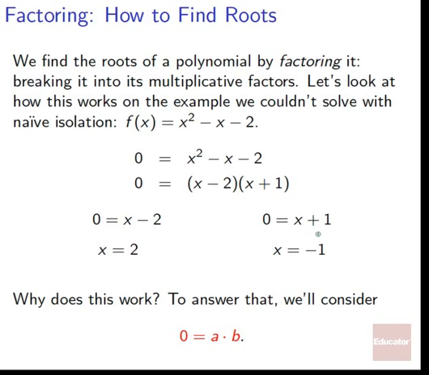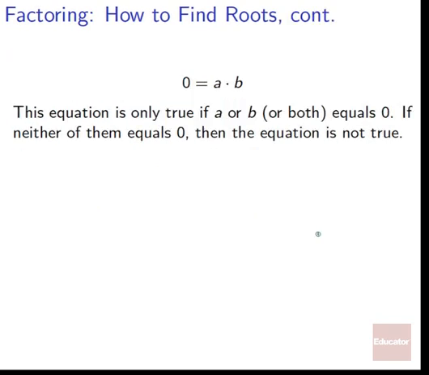So to figure out why this has to be the case, we'll consider 0 equals a times b. The equation is only true if a or b, or both of them, is equal to 0. If neither a nor b is equal to 0, then the equation cannot be true, right? If a equals 2 and b equals 5, then we get 10, which is not equal to 0, right? So as long as a or b is 0, it will be true, right? Because it will blow out the other one. But if both of them are not 0, then it fails and it's not going to be 0.